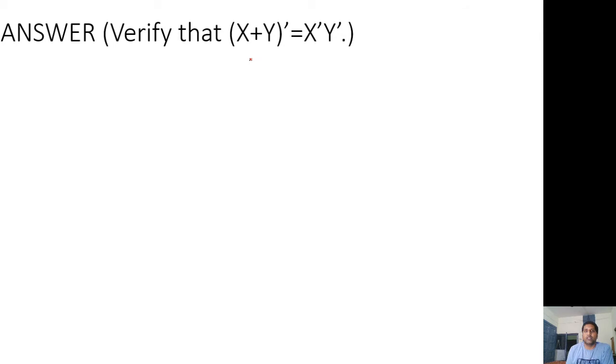Now the third question is (x + y) bar is equal to x bar into y bar, and this is also called De Morgan's theorem. This is very important. Now the first term is LHS and the second term is RHS. There are two variables x and y, so the possible combinations are 4.